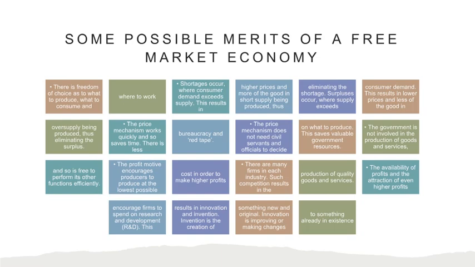The price mechanism works quickly and so saves time. There is less bureaucracy and red tape. The price mechanism does not need civil servants and officials to decide on what to produce. This saves valuable government resources. The government is not involved in the production of goods and services, and so is free to perform its other functions efficiently. The profit motive encourages producers to produce at the lowest possible cost in order to make higher profits.